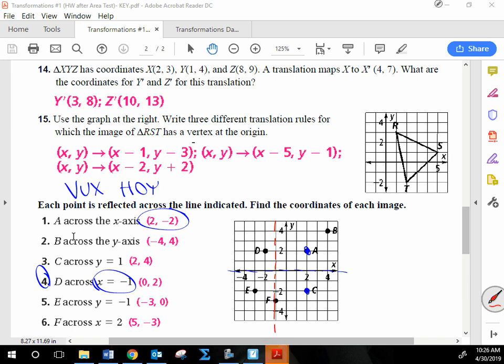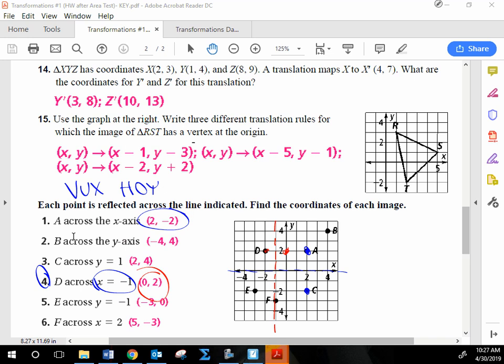So then I want to take D, that is 1 to the left, so I want to go 1 to the right. Here's D, it's 1 away on the left, so I'm going to go 1 away on the right. And that gave me the point 0, 2. Again, with reflections, the idea is that we want to have that same distance away.